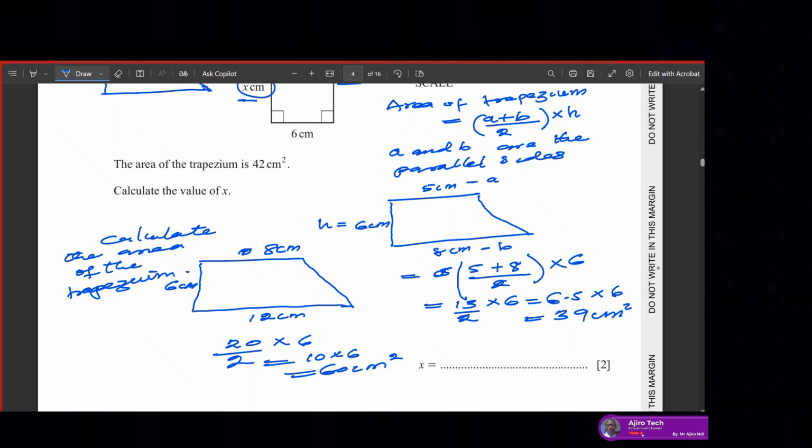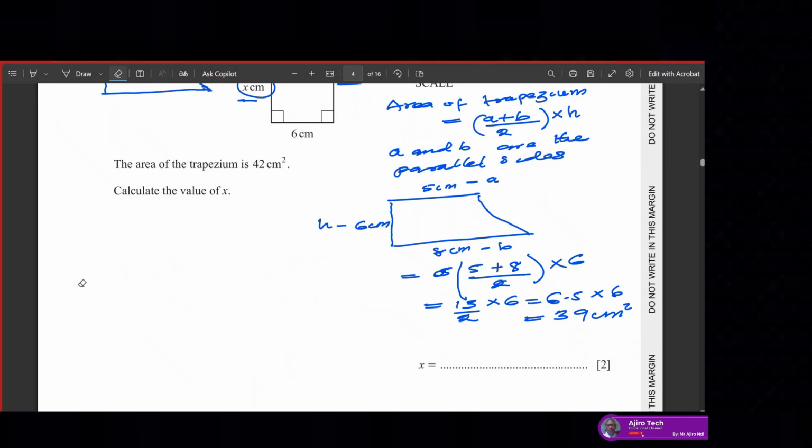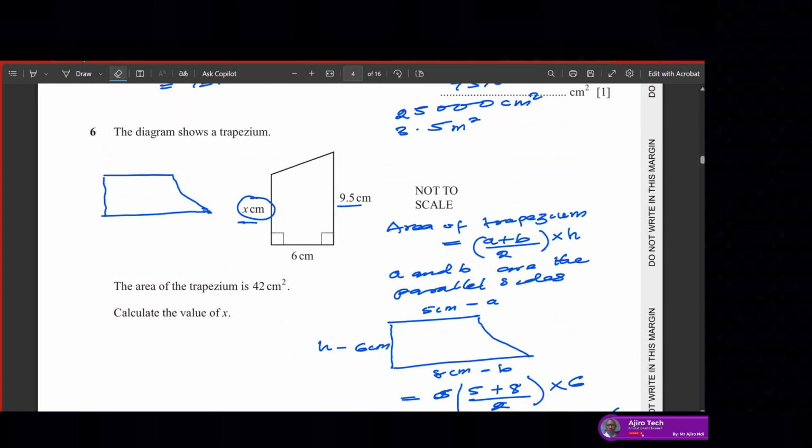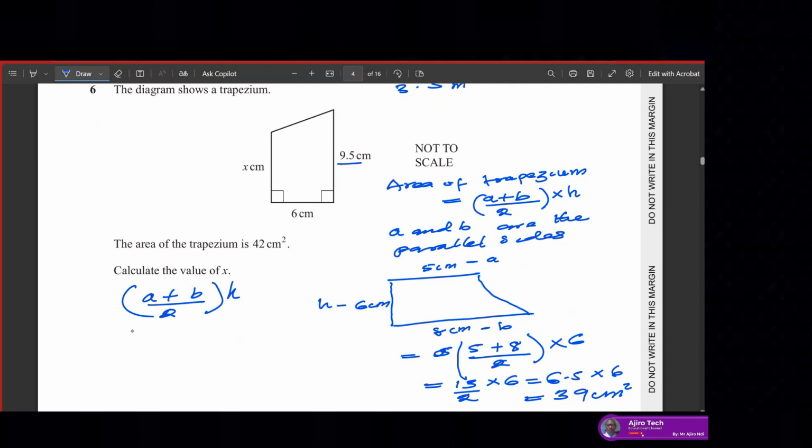Okay. So now let's solve this question here. I believe you know how to apply the formula now. Now let's look at this one here. You can see that the A was not given to us in this question. They gave us X. But the area is given and they want us to find the value of A. So we have A plus B over 2 times H. So A is X. Are you following? Plus B. What is B?